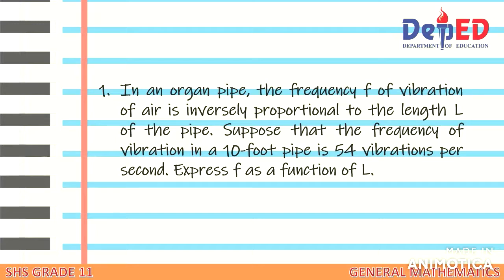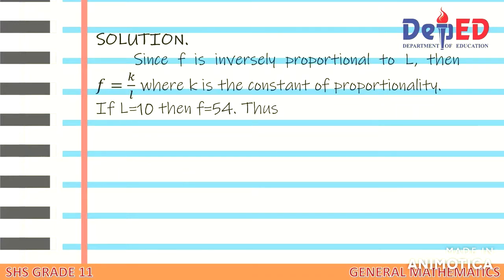In an organ pipe, the frequency F of vibration of air is inversely proportional to the length L of the pipe. Suppose that the frequency of vibration in a 10-foot pipe is 54 vibrations per second. Express F as a function of L. So we have the word here, inversely proportional. Okay, ano nga ba yung equation kapag inversely proportional? Okay, so let's have this solution.